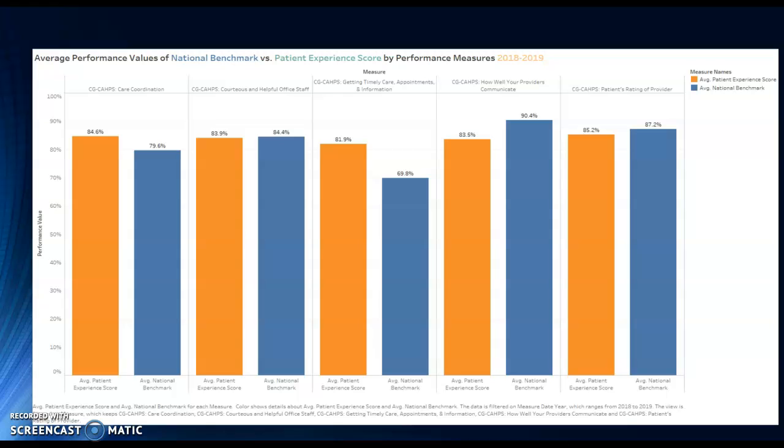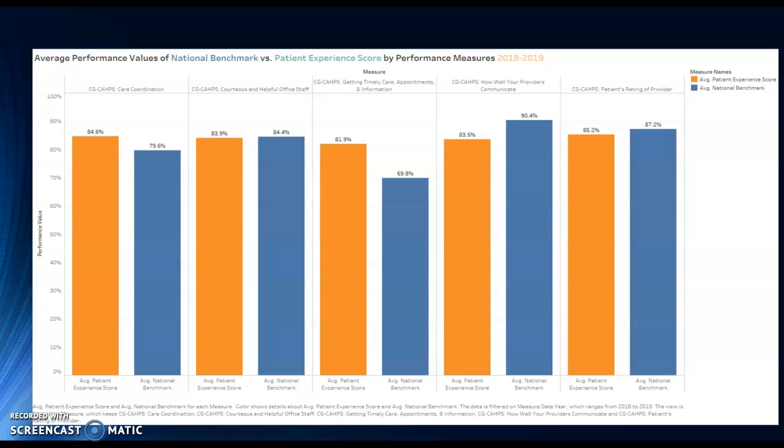That measure in all areas, in all the departments, and across all the providers needs major improvement. It's the lowest in both the patient experience score and the national benchmark score, which is significantly low.